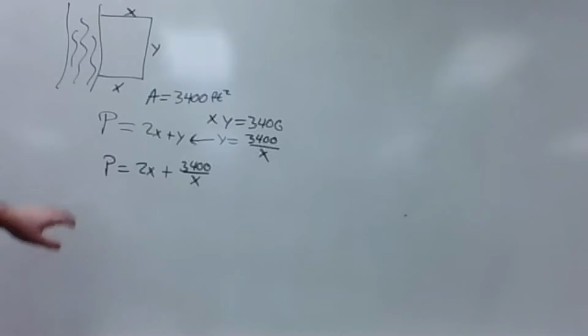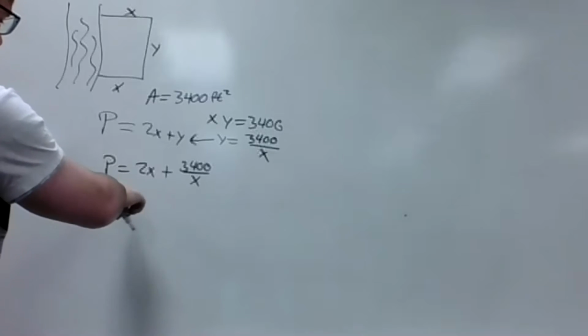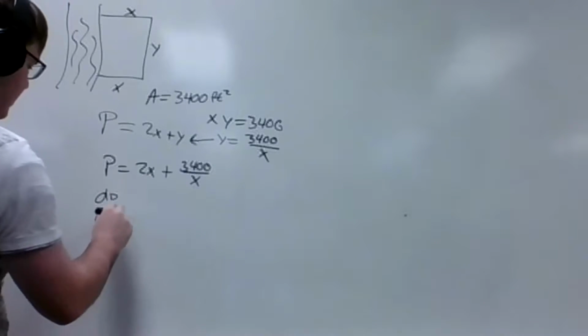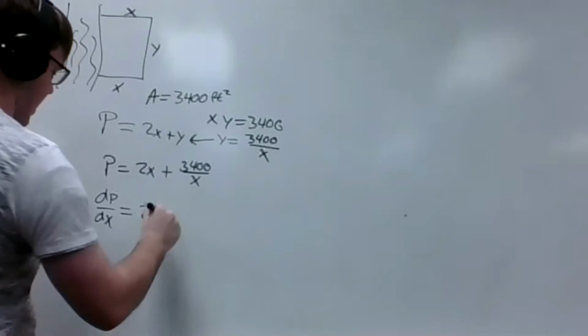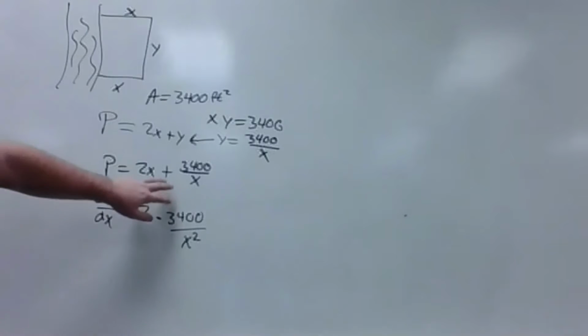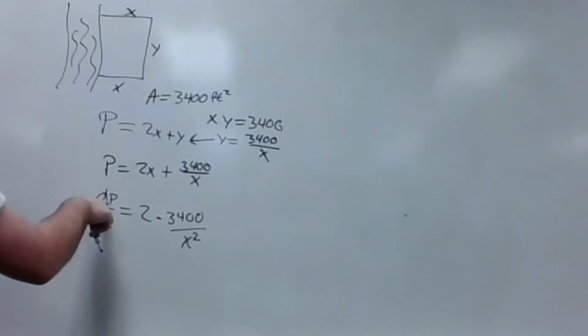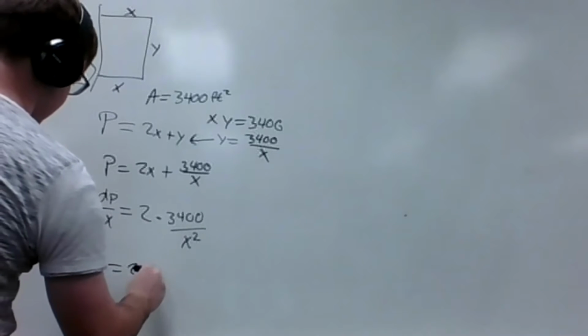And now we can treat this as any other min-max problem, where we take the derivative and set the derivative equal to 0. So we're going to take the dP/dx, which is just going to be 2 plus, well, this is actually going to be minus 3,400 over x squared. That makes sense how I got to this step? Yeah, because it's 3,400 x to the negative 1, and so you took the derivative of that. Okay, yeah, that makes sense. All right, yep. So now that we have this, we're just going to take this and set that equal to 0.